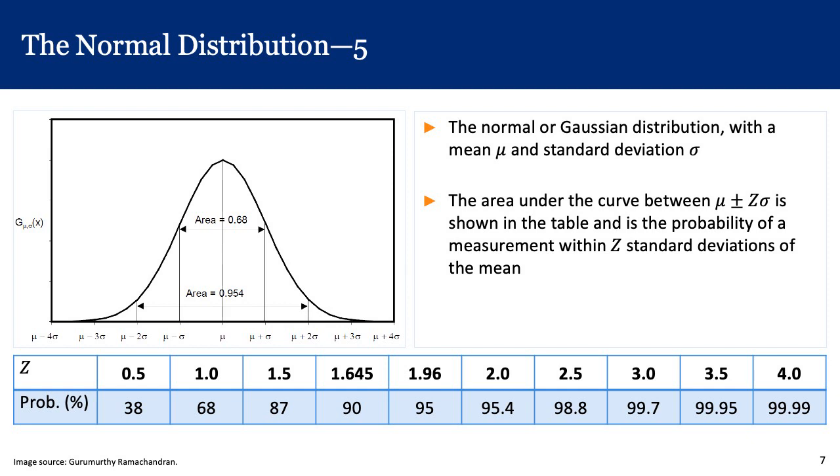And likewise, you can go all the way up to z equal to 4. So mu minus 4 sigma to mu plus 4 sigma contains within it 99.99% of the entire area under the curve. And so these values are very important for us to keep in mind. Some values are more useful in exposure assessment, especially in occupational exposure assessment.